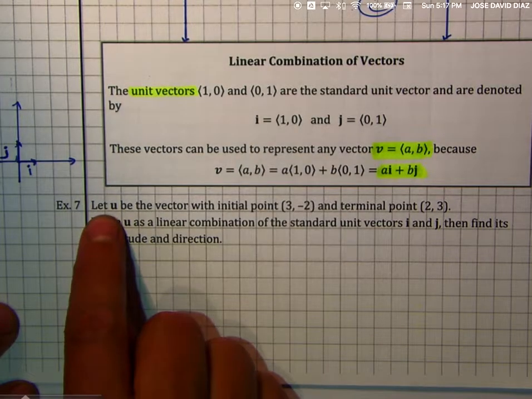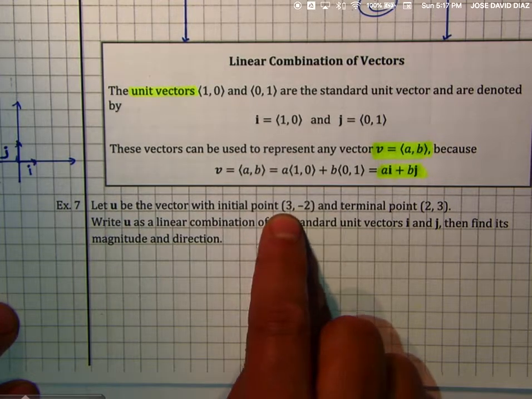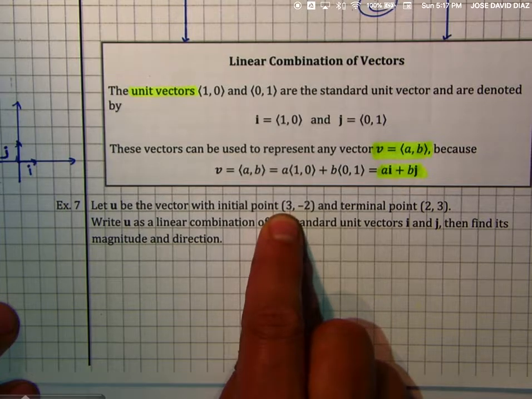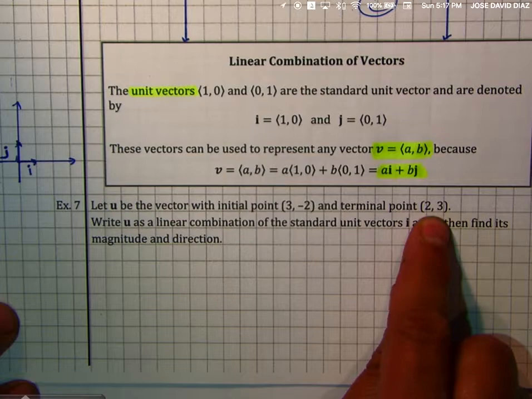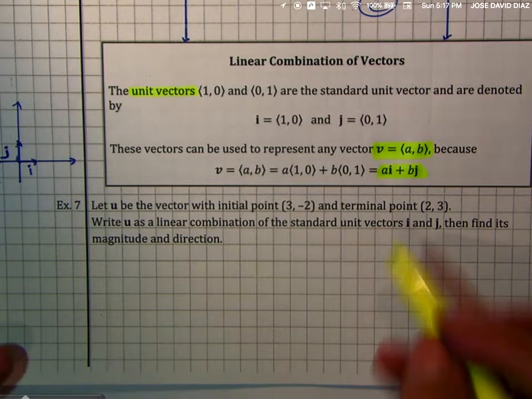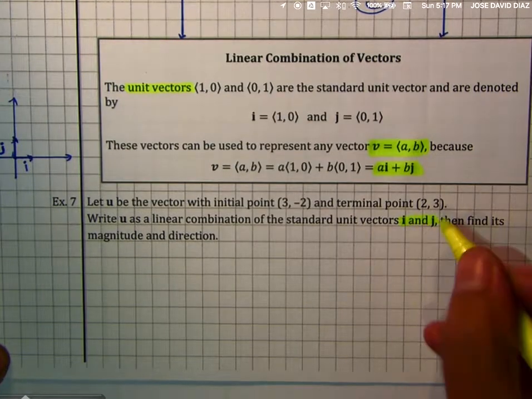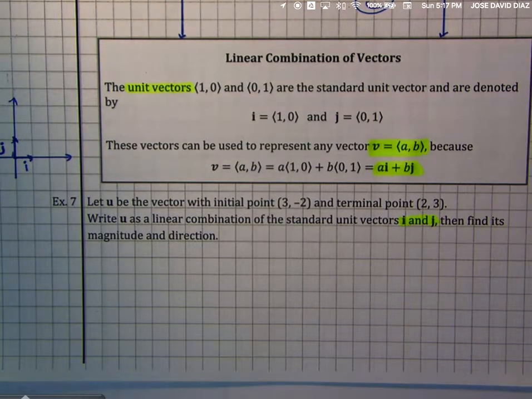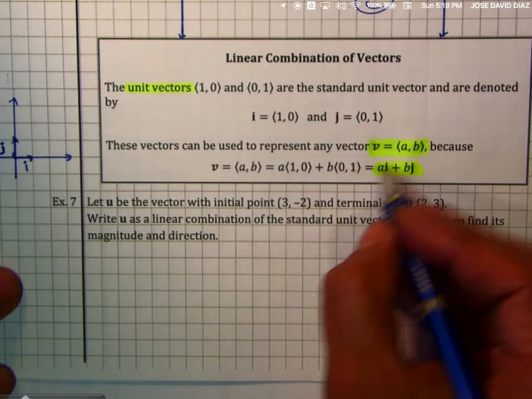So let u be the vector with initial point (3, -2) and the terminal point (2, 3). Write u as a linear combination of the standard unit vectors i and j. Then find its magnitude and the direction. So in order to be able to rewrite it, first I'm going to rewrite it in this format.